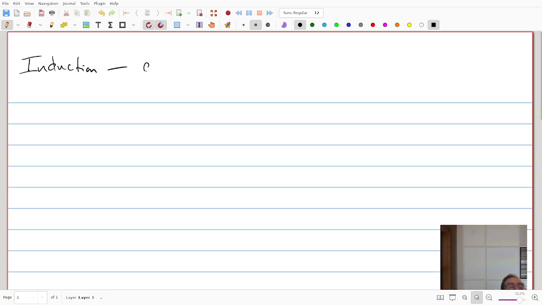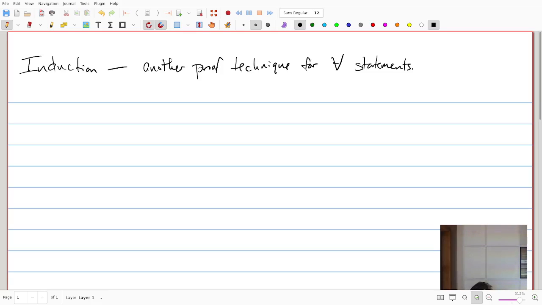So this is another technique for for all statements. The only proof technique that we knew for proving statements of the form for all something was that we just say, suppose we have an arbitrary thing, and then we prove it without assuming anything about that. But we'll see there's some kinds of for all statements where that really doesn't work at all, and we need something else.